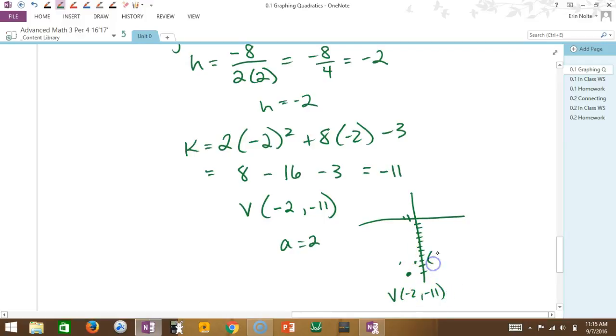What's this point over here on the right? If I went up 2 over 1. Negative 1, negative 9. Good. What's my one on the left? Negative 3, negative 9. Draw my beautiful parabola. There we go. Ooh, that's good.